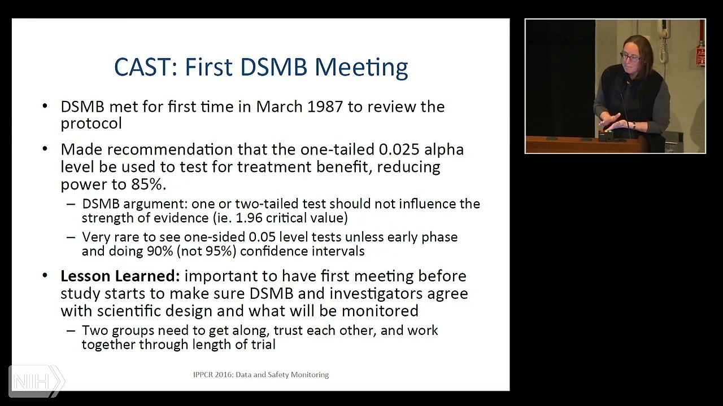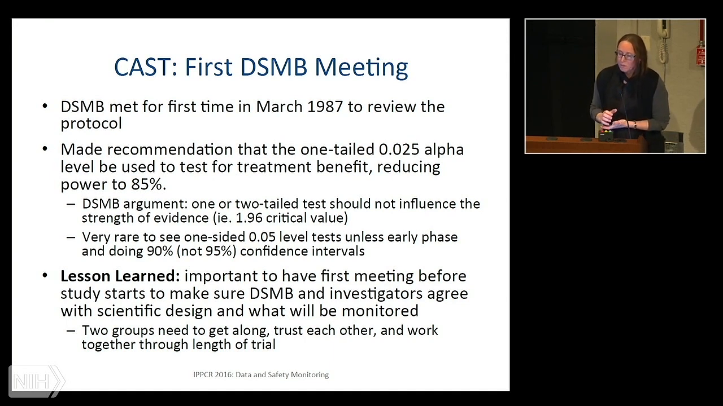But so the DSMB met for the first time. So this cardiovascular trial was launched in 1987. The first meeting of the DSMB, so this was a blinded trial, large trial, death as an endpoint. It's going to have an ethical monitoring board as an independent. Phase 3, you're basically required to have a DSMB.